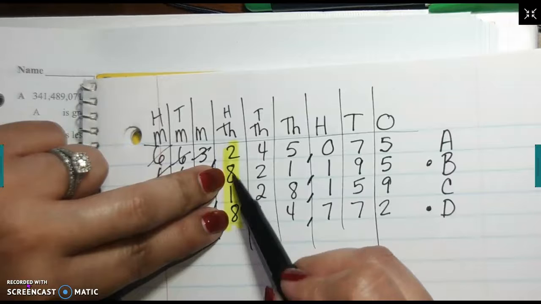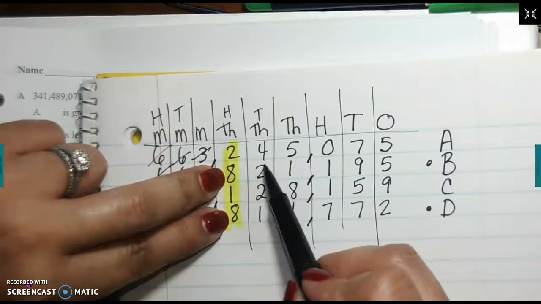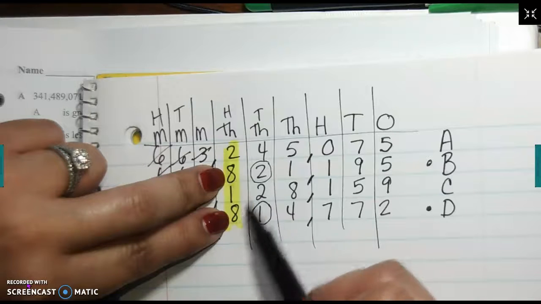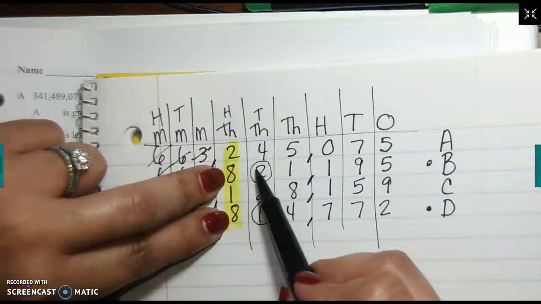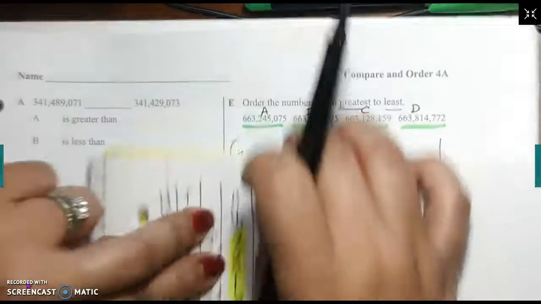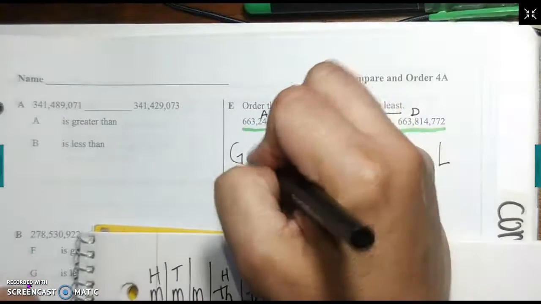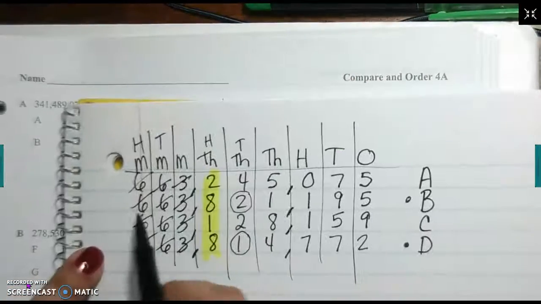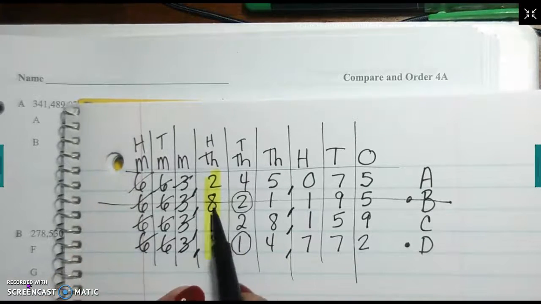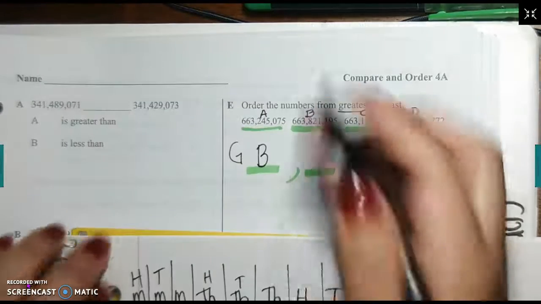If 8 and 8 are the same, I'm going to have to look at the number right next to them. Okay, so the 2 or the 1. So it's like saying 82 or 81. Which one is greater? 82 is greater. So I know that letter B is the greatest one of all, and I can slash that one off. So then the next one would have to be 81, which is letter D.